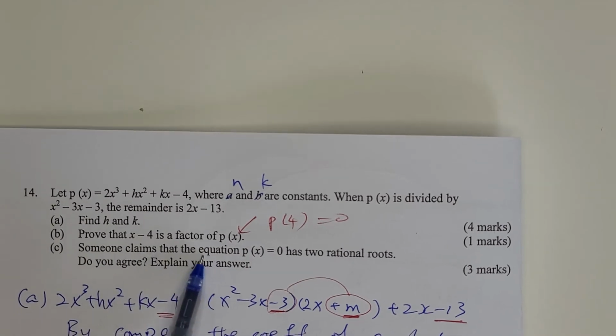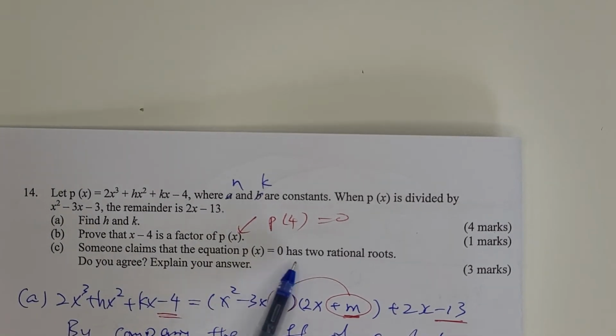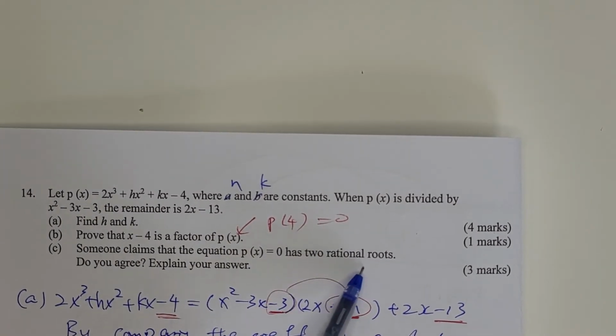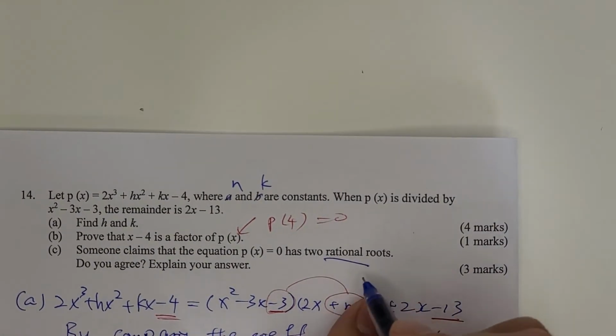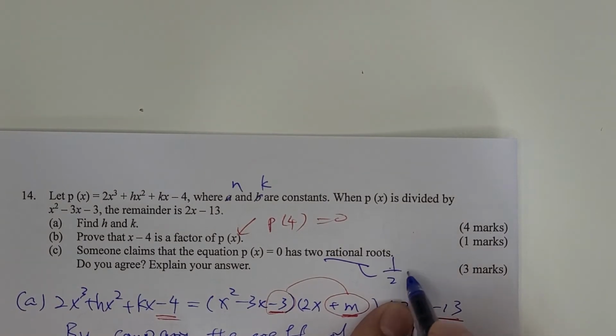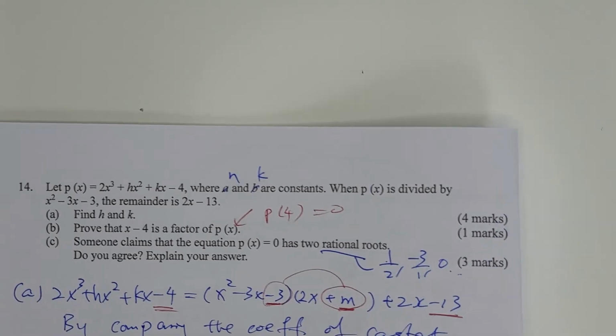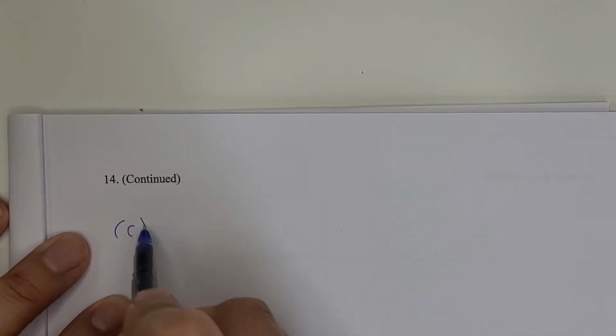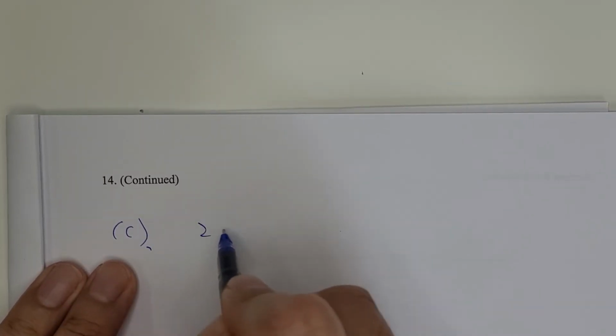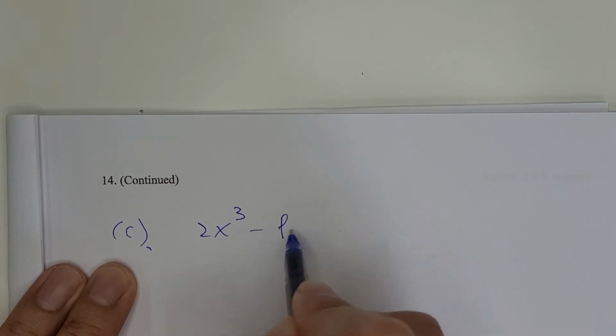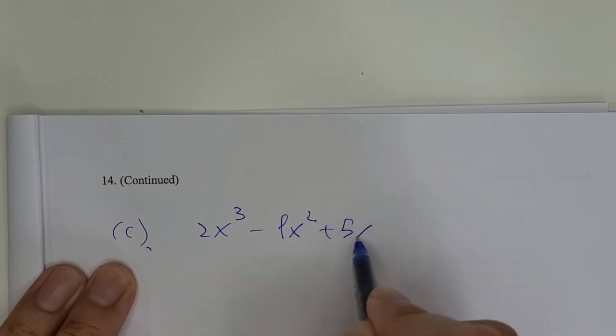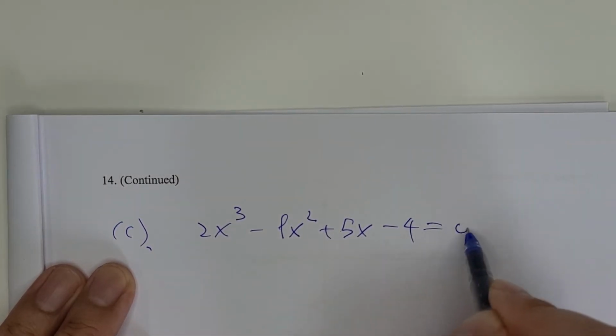Someone claims that the equation p(x) equal to 0 has two rational roots. Do you agree? Explain your answer. Rational means the number can be written as a fraction, for example 1 over 2, negative 3 over 1, 0, something like that. Okay? So solve the equation directly. Part C: it should be 2x to the power 3 minus 9x squared plus 5x minus 4 equal to 0.